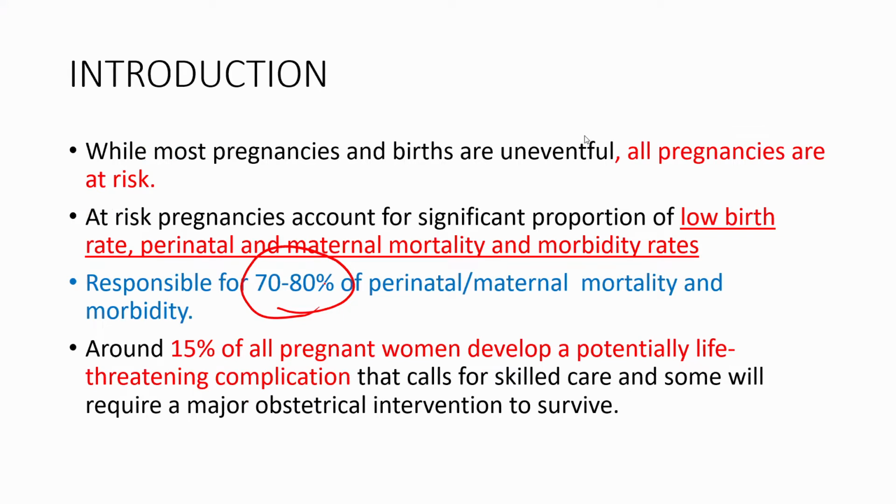This is quoting from the WHO. Around 15% of all pregnant women develop a potentially life-threatening complication that calls for skilled care, and some will require a major obstetric intervention to survive. So remember this figure: at least 15% of women develop potentially life-threatening complications. That is quite high, 15 out of 100. We cannot categorize all the women under this 15%, because certain cases are uncertain and unpredictable. For example, with shoulder dystocia, 50% of the cases are unpredictable, and so forth.